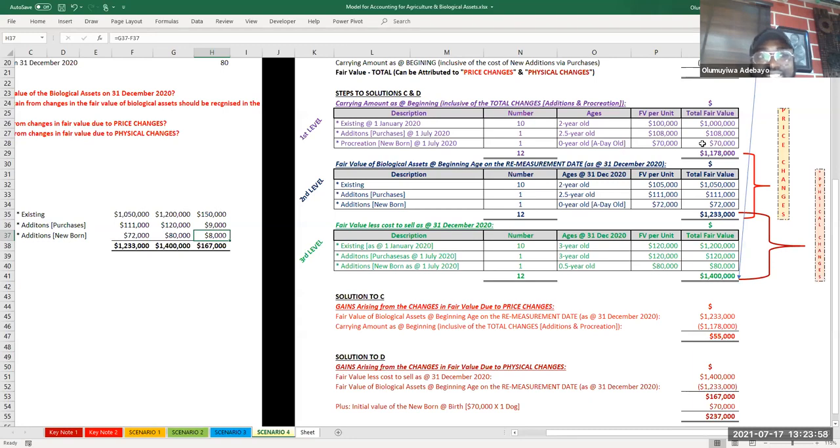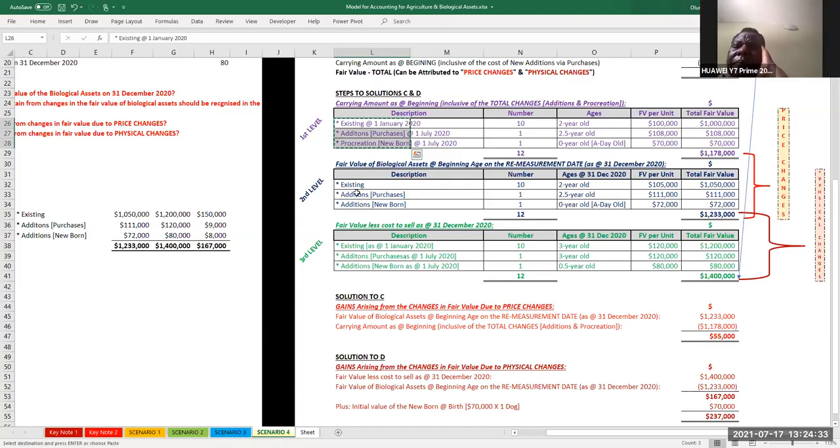Did you get it? Yeah, I do now. It's not counted. It's not in. Is it in there? No. It's a marginal difference that we are accounting for here, not from grade 0. This one is as at the same measurement date. Remember this date? Which is different from the beginning, which is at the point of beginning for existing or date for addition or procreation. Do you get it? Yes, sir.